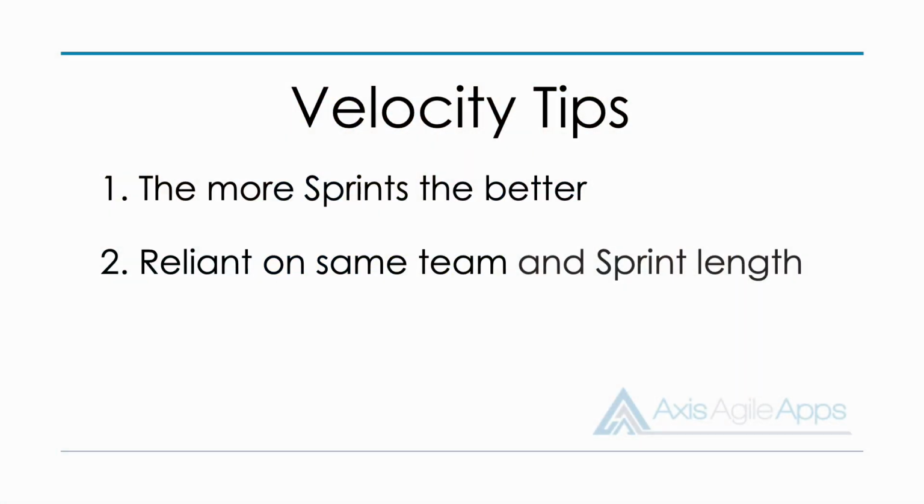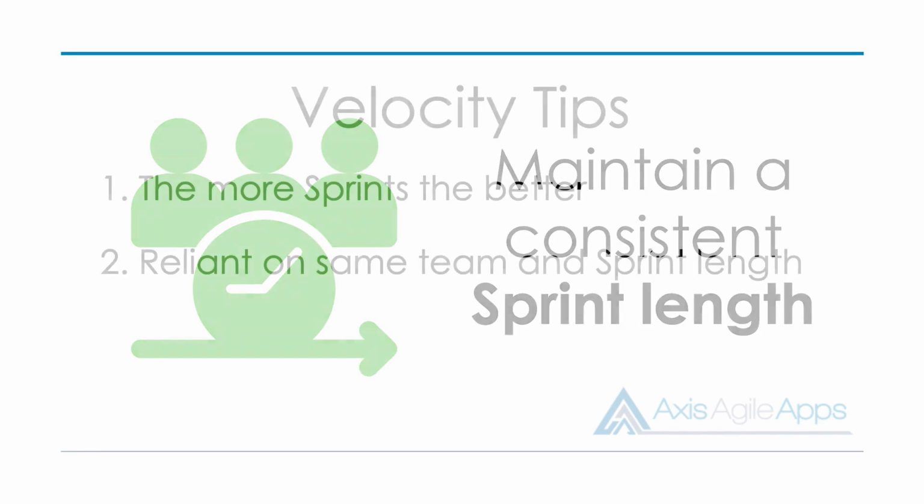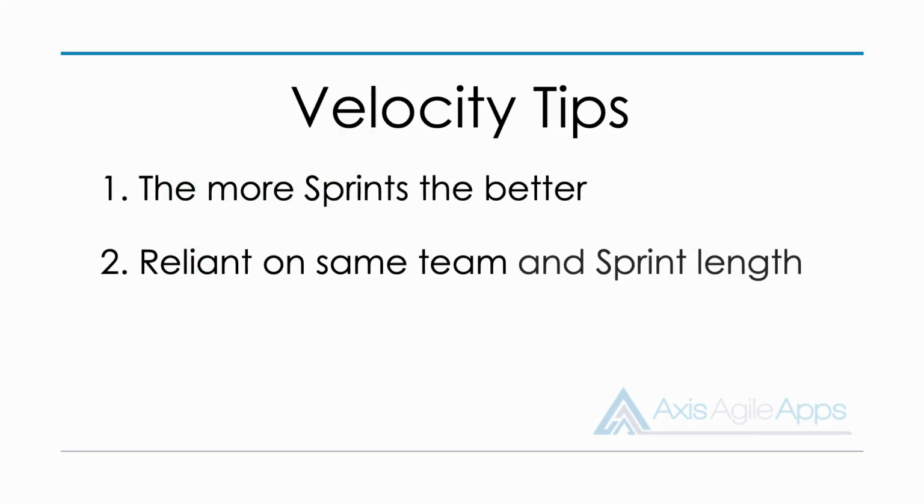The other variable is the team's sprint length. The sprint length needs to be consistent as well. If your team's in the habit of changing it, going from a 2-week sprint to a 1-week sprint to a 3-week sprint, well, of course, they're going to deliver a different number of story points. So ideally, keep the sprint consistent, always the same length. Now, I know sometimes teams will want to experiment with different sprint lengths, and that's fine. But after that experimentation is over and they find a sprint length that works for them, then stick to it, and you'll find that your velocity will be more reliable.